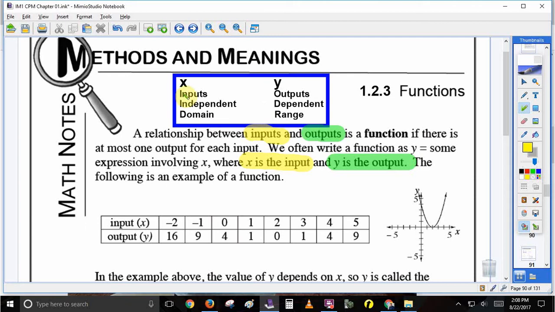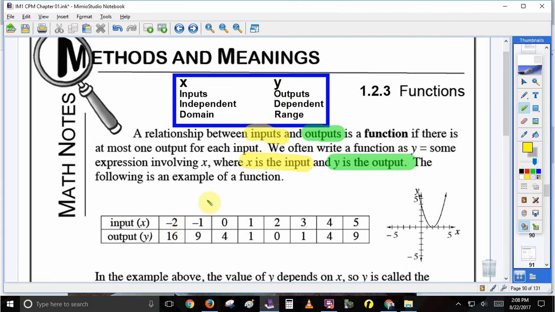So x's are your inputs, your independent variables, and your domain. Y's are your outputs, your dependent variables, and your range. So you want to keep all of these terms associated with the x on your graph and all of these terms associated with the y on your graph.